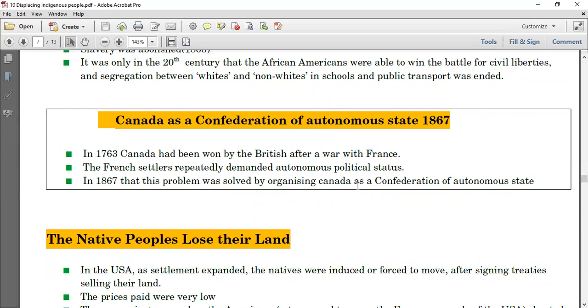Canada became a Confederation of Autonomous States, which it got in 1867. In 1763, Canada had been won by the British after the British had a war with France. And the French settlers repeatedly demanded autonomous political status. In 1867, this problem was solved by organizing Canada as a confederation of autonomous states.